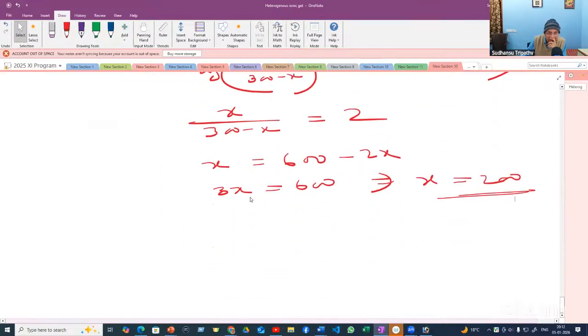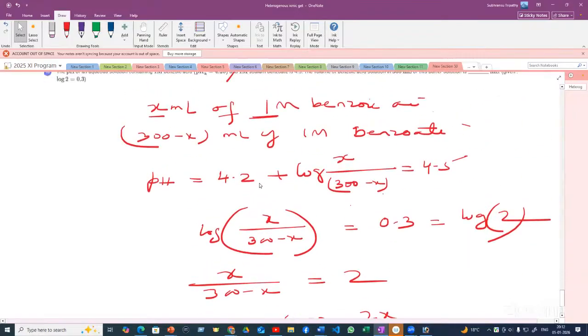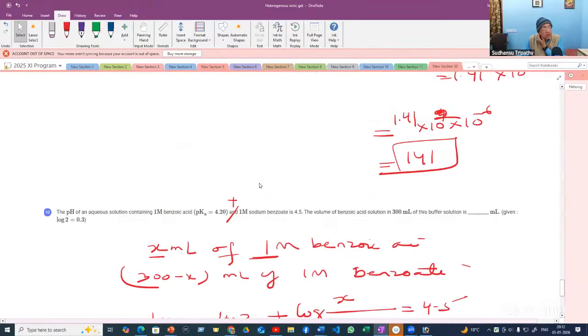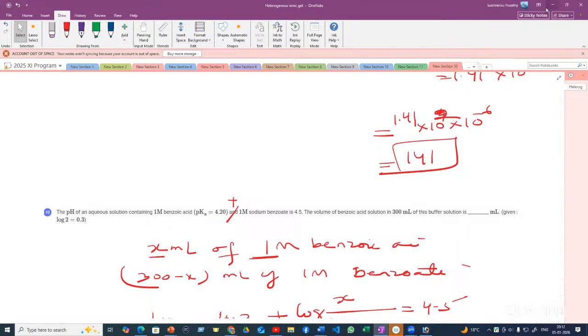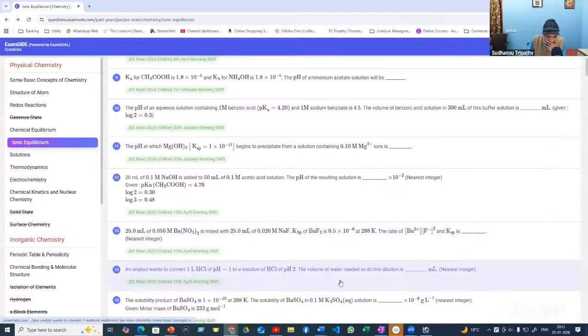Got it? Sir. So, you can think it is an indirect question for the students to think that if the buffer is 1M benzoic acid, 1M benzoate, then the pH value would have been same as pK, but it is different. So it is a mixing problem. Got it? Yes, sir. So let us see. I think we have rightly diagnosed the trap that the question setter wanted to put.